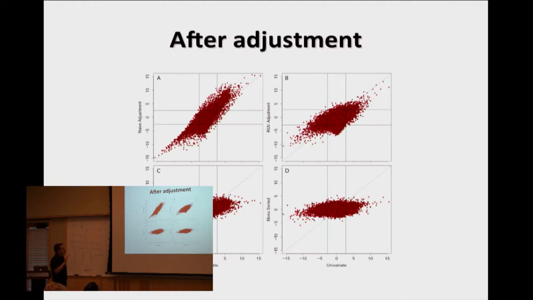Now, when you do SVA, we actually did RUV, which is like SVA, we do get a big attenuation. You see, this is the original line, and you can see a lot of points going up towards zero, either high numbers that come down or low numbers that come up.